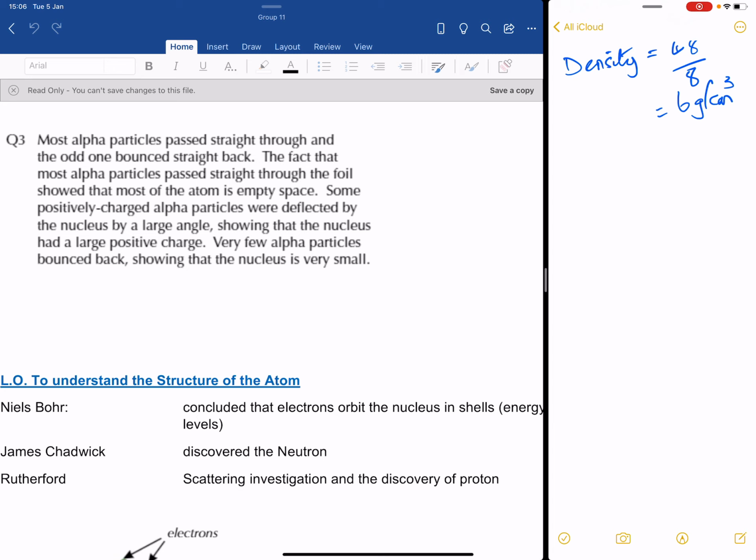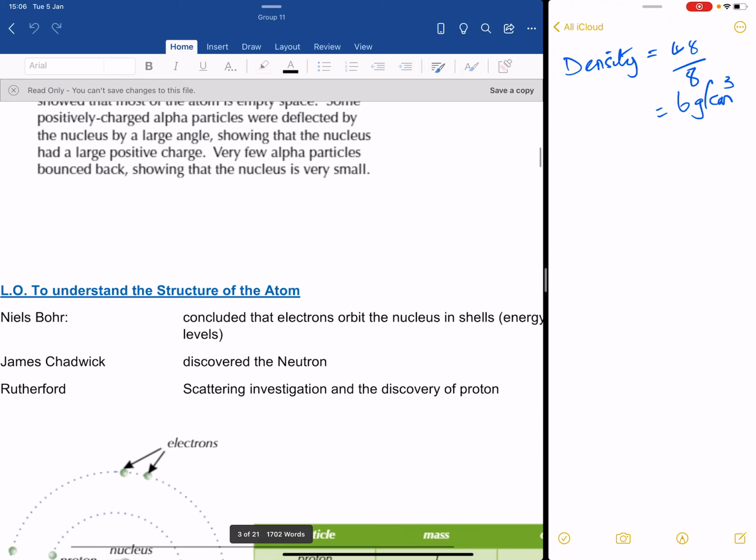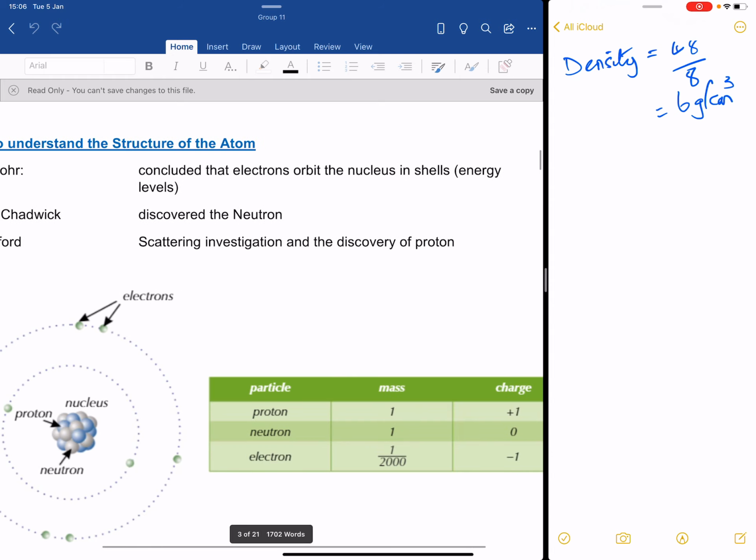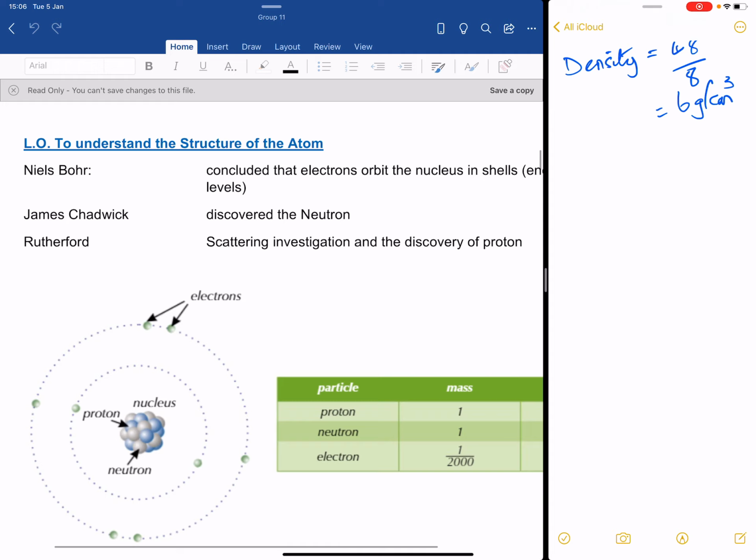Moving on, we then move on to the structure of the atom. And before we do that, we know what Rutherford did with his famous investigation. Rutherford also discovered the proton. It was Niels Bohr who concluded that electrons orbit the nucleus in energy levels, which we call shells. James Chadwick later on discovered the neutron.